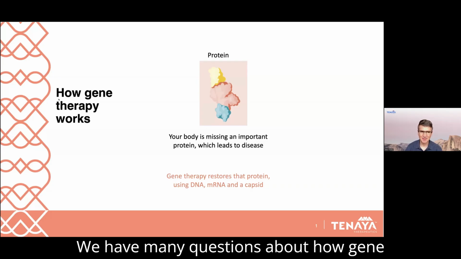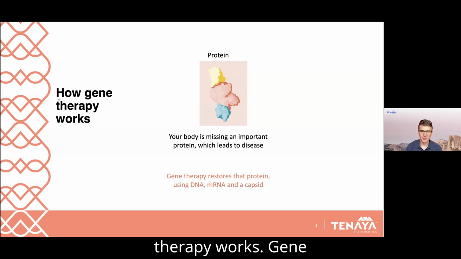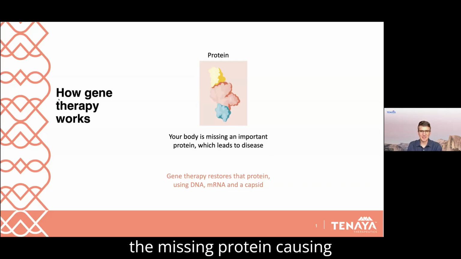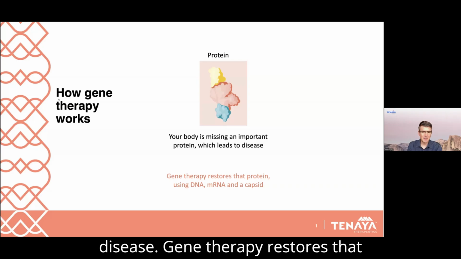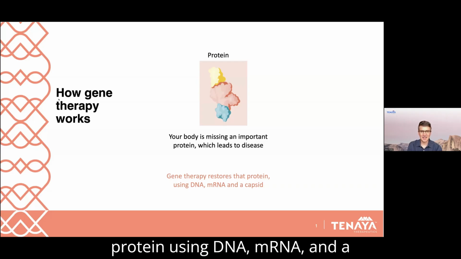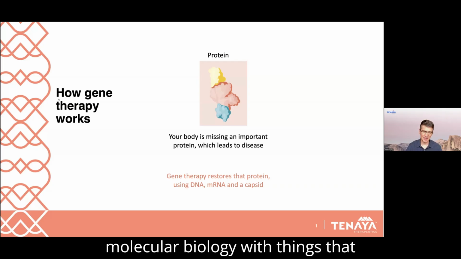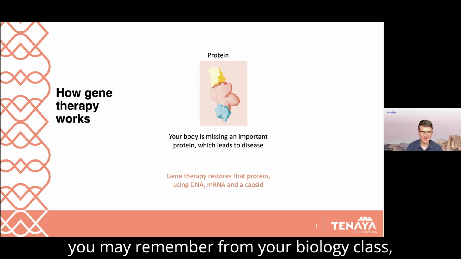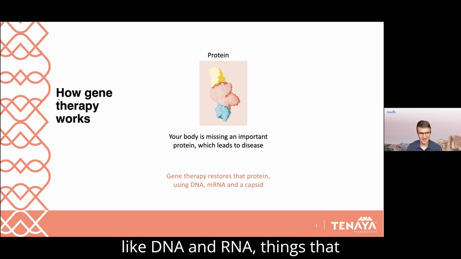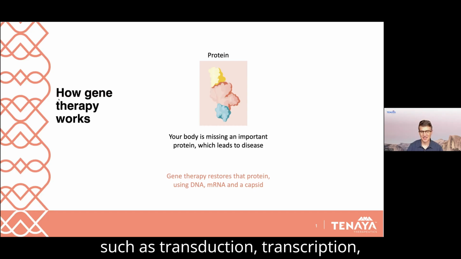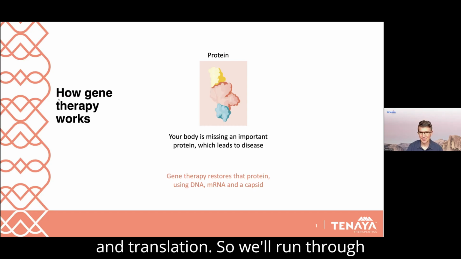We have many questions about how gene therapy works. Gene therapy is designed to replace a missing protein in your body, the missing protein causing disease. Gene therapy restores that protein using DNA, mRNA, and a capsid. There is, of course, a lot of molecular biology with things that you may remember from your biology class, like DNA and RNA, things you may not, such as a capsid and processes you may not have heard of, such as transduction, transcription, and translation.